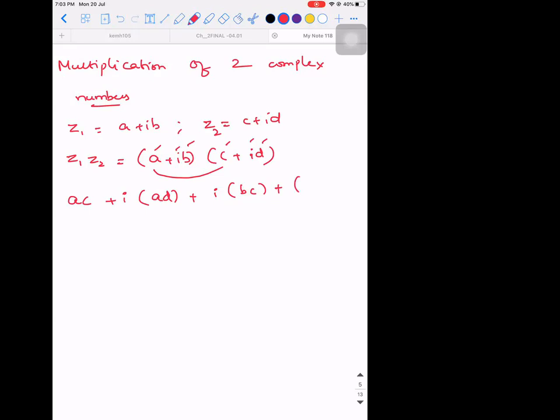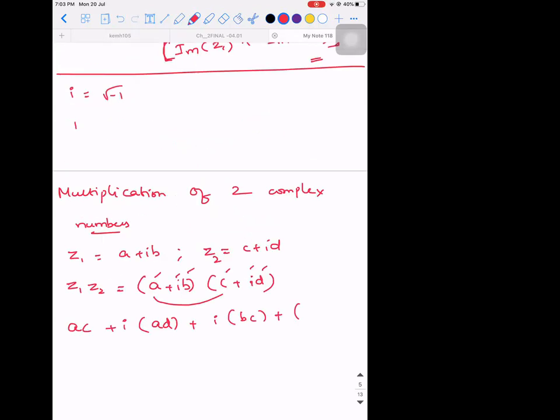So what is i square? Root of -1 is i, so i square is -1. I cube will be -1 into i. Can I write i cube as i square into i? i square is nothing but -1, i is i only. So -1 into i is minus i.